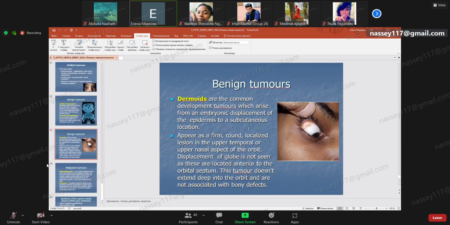Dermoids are common developmental tumors which arise from an embryonic displacement of the epidermis to a subcutaneous location. It appears as a firm, round, localized lesion in the upper temporal or upper nasal aspect of the orbit. Displacement of globe is not seen as these are located anterior to the orbital septum. These tumors don't extend deep into the orbit and are not associated with bony defects.